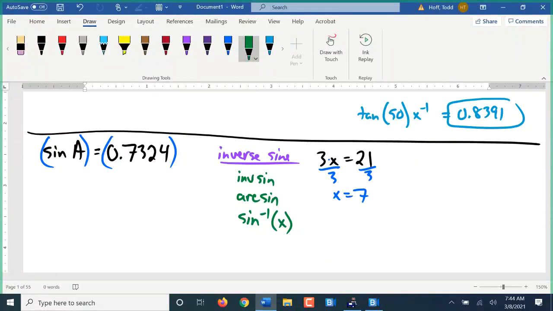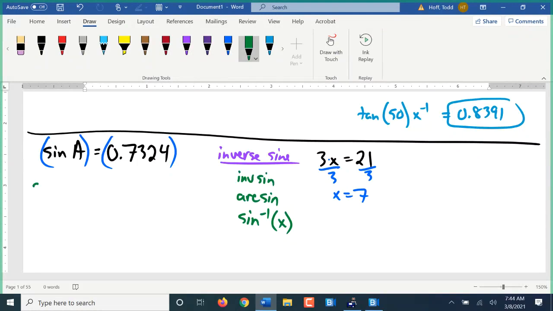Now that looks a lot like the x -1 key we've been using. It does not mean the same thing. It's an inverse sine, not a reciprocal of a sine. So this is not a cosecant. It is reversing the sine. So there's a little bit of confusing notation here.